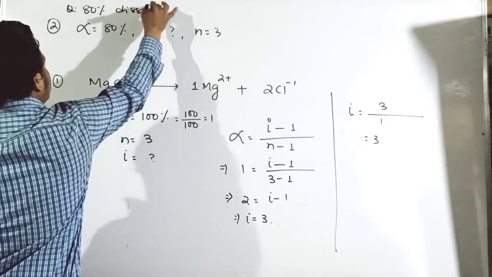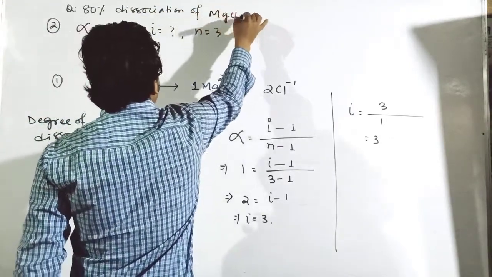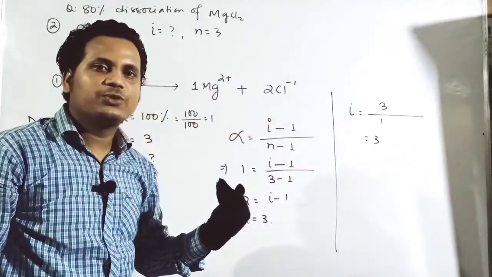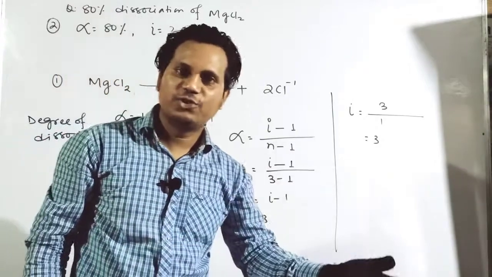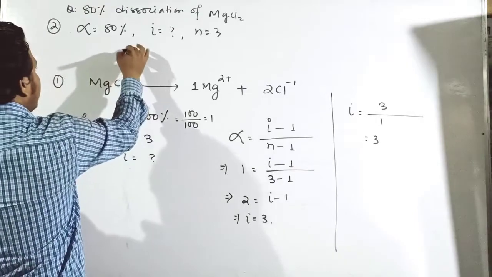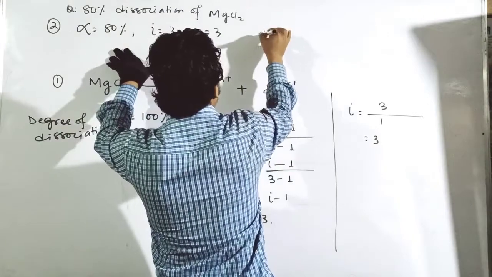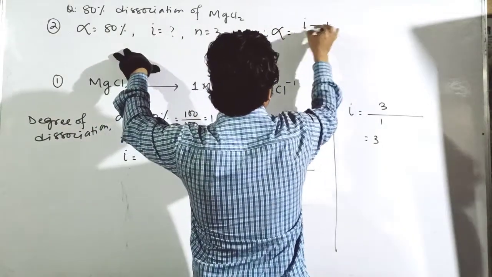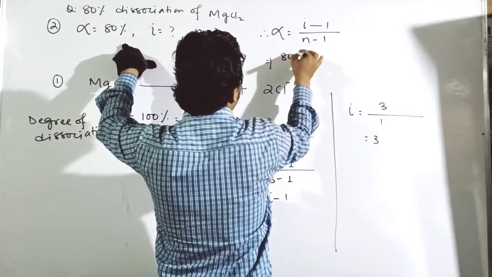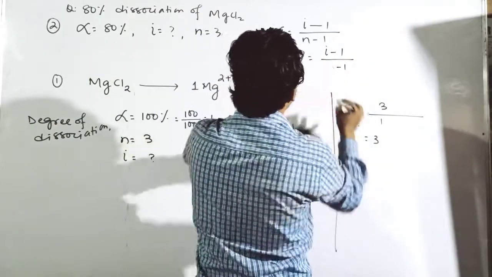80% dissociation of magnesium chloride. If 100% dissociate, then value is 3. 80% dissociate, the value will be less than 3. Okay. Now give the formula. Alpha is equal to I minus 1 by N minus 1. What is alpha? 80%. I minus 1 by N minus 1. What is N? N is 3.